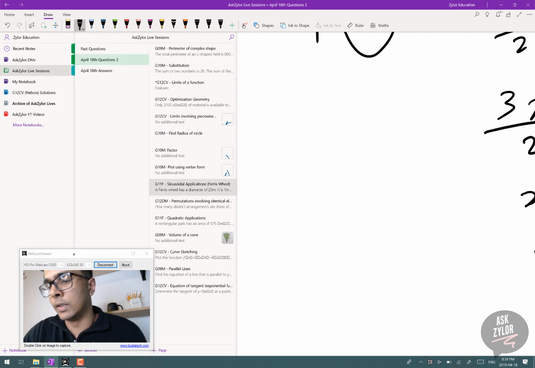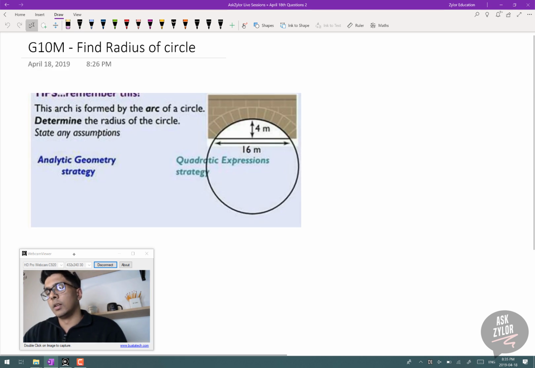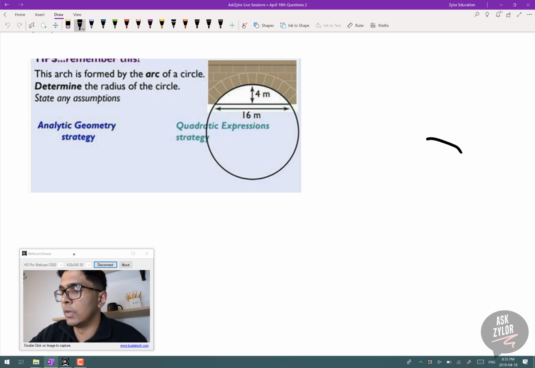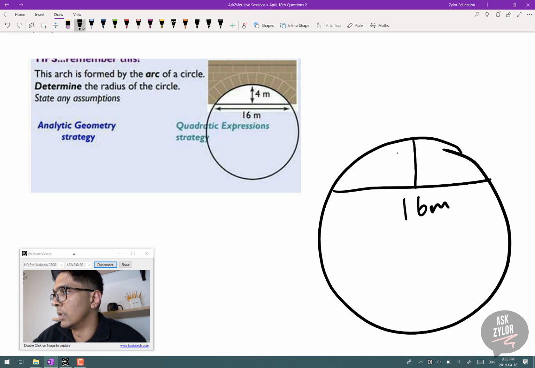So let's go ahead to the next question. This question is asking me to find the radius of the circle. The arc is formed by the arc of a circle. Determine the radius of the circle, state any assumptions, and so on. Okay, so let's just go ahead and draw a circle. So we have 16 meters. This is 4 meters.